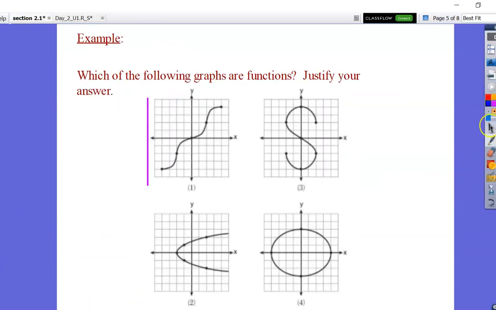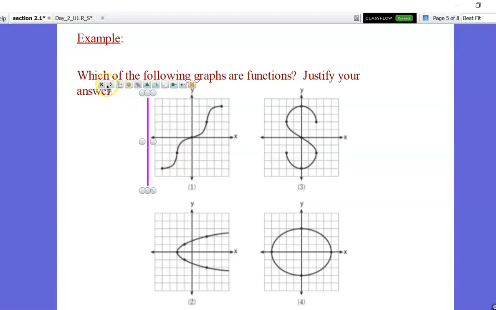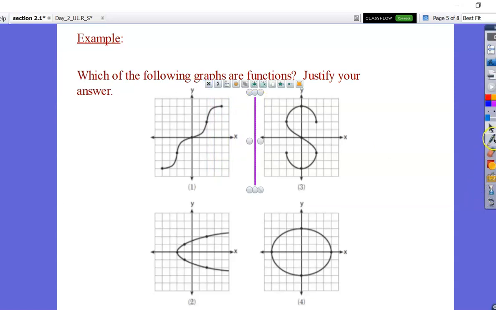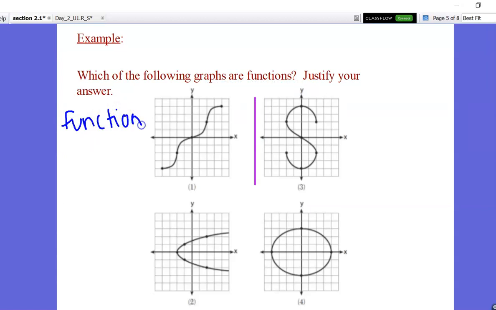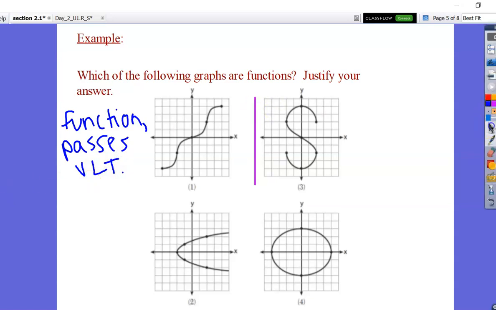To look at a few more examples like this, I'm going to slide the purple line across the first graph. Notice how the purple line touches exactly one time. So it passes. This is a function. I wrote VLT for vertical line test, but it's a function because it passes the vertical line test, because it touches exactly one time.